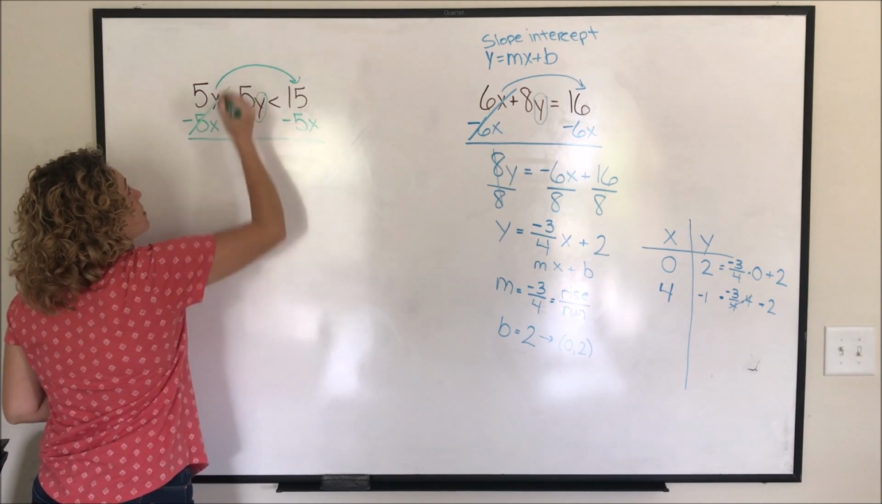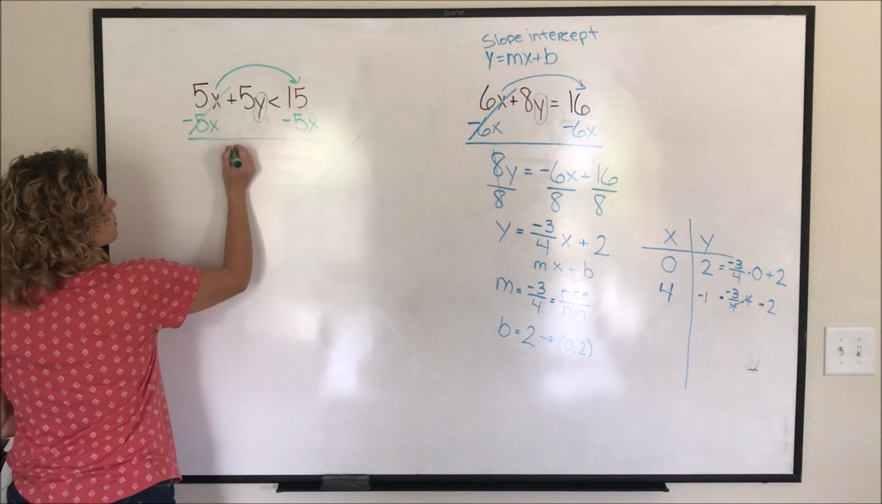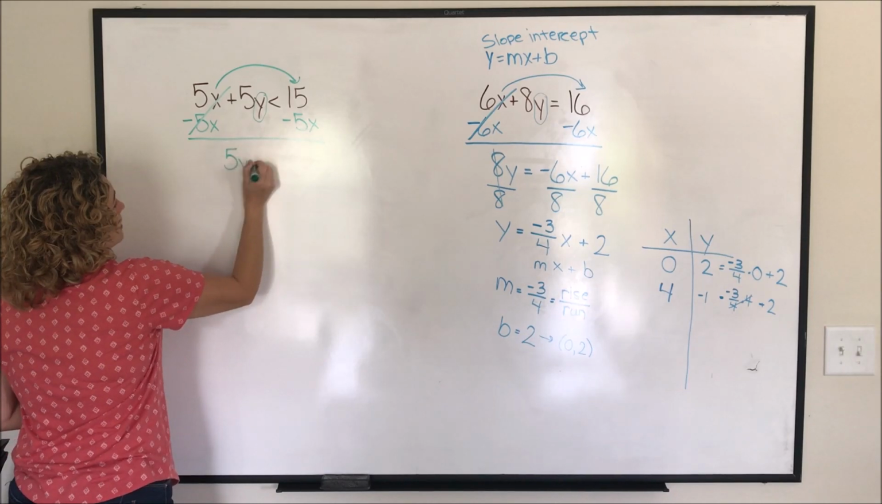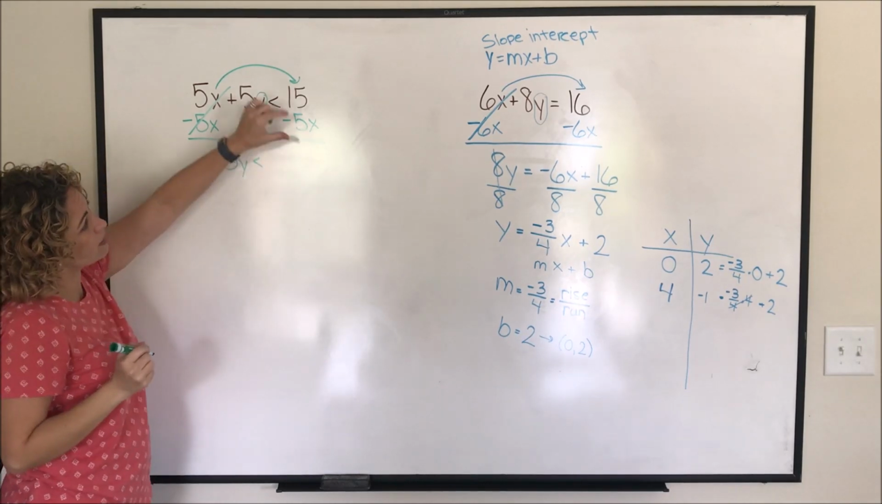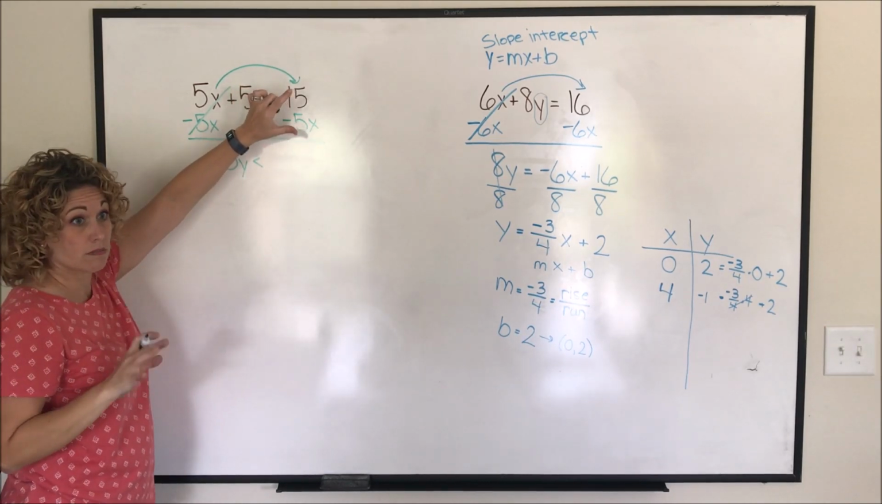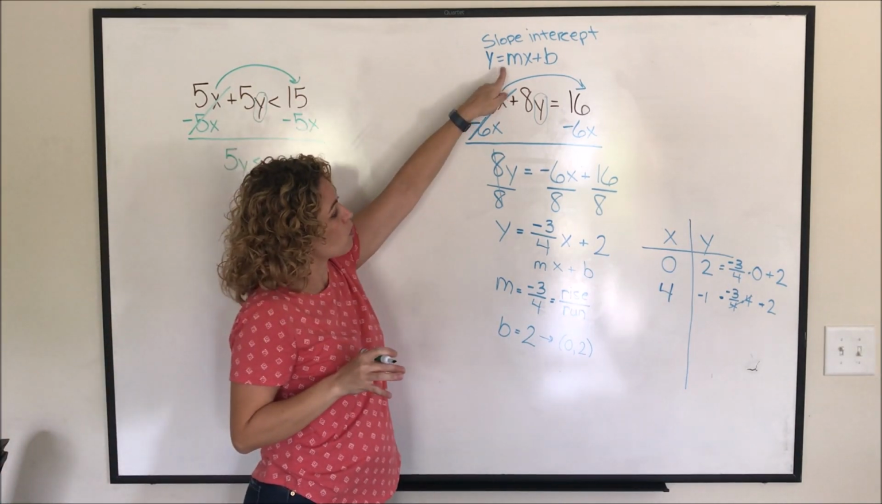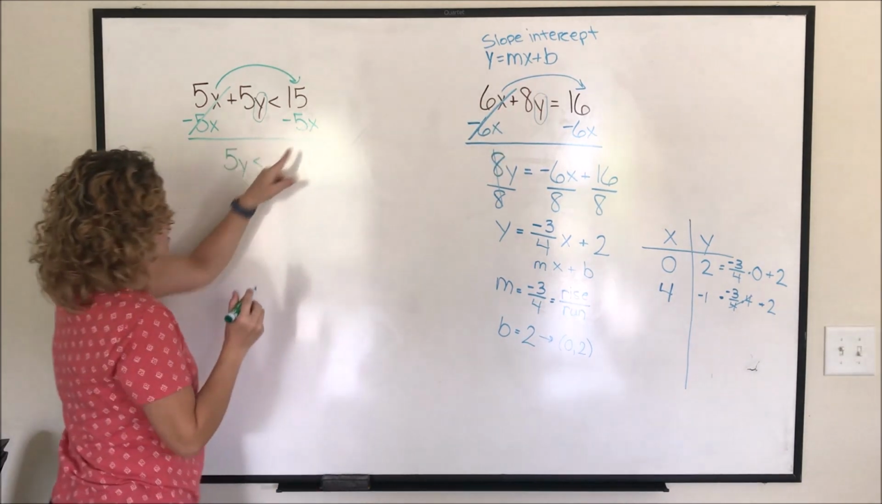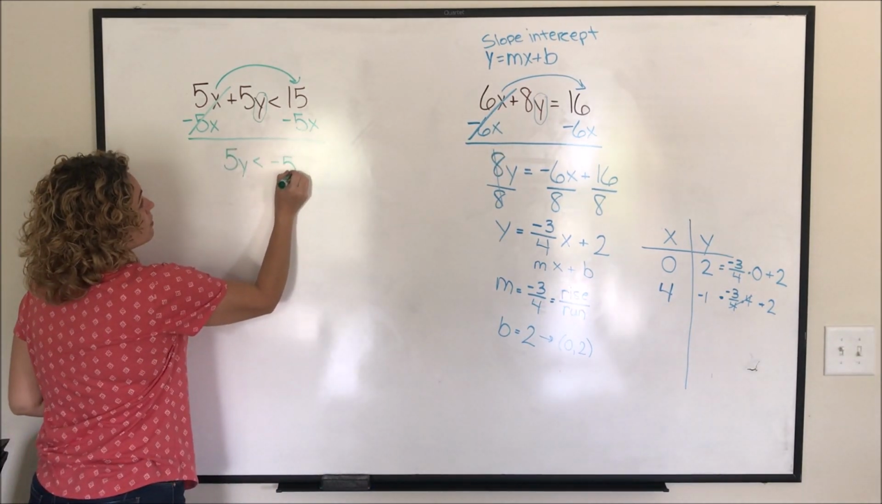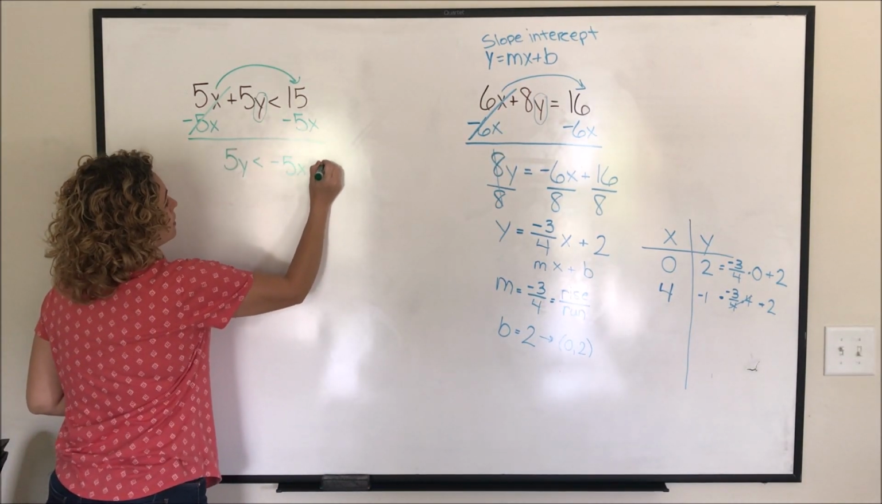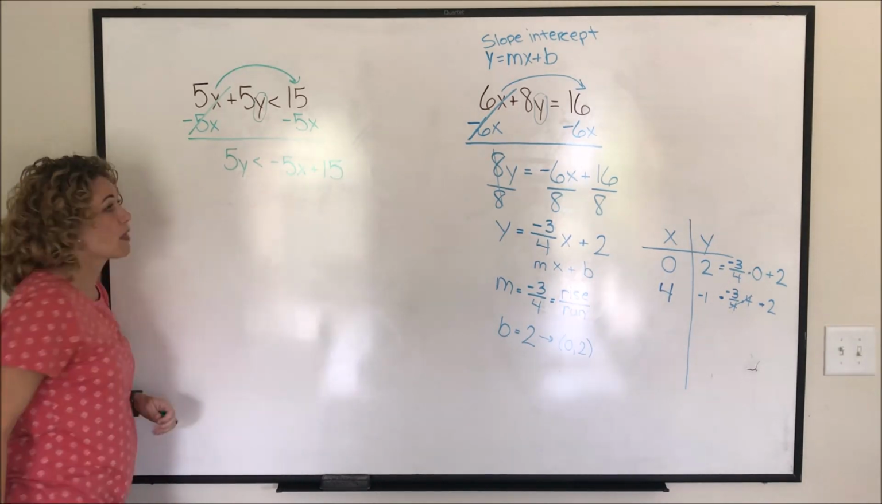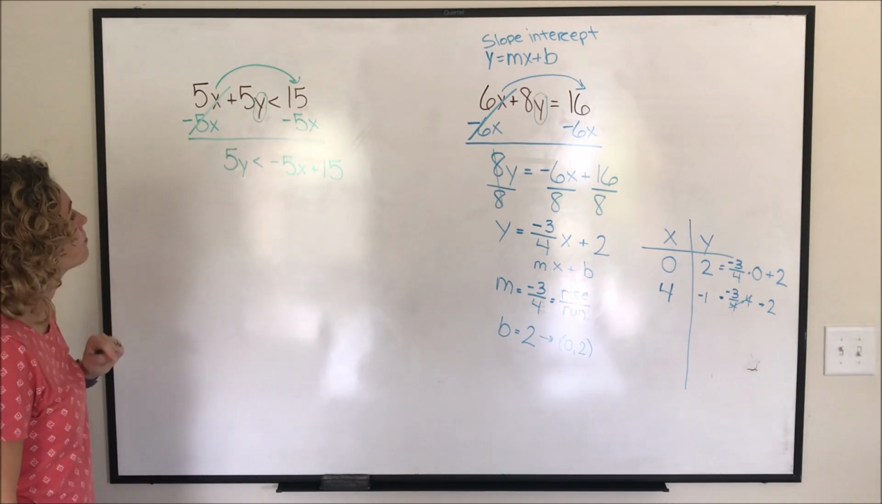The 5x's cancel out. You're left with 5y is less than, okay, these are not like terms, they are different. So we're going to put them separate, and because I know I want the form y equals mx plus b, I'm going to put the x term first. So negative 5x plus 15. Okay?